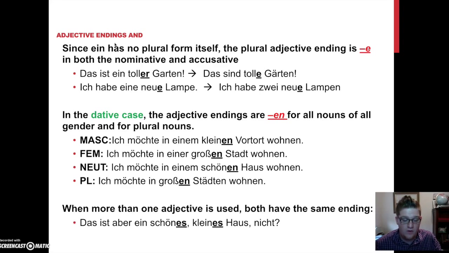When more than one adjective is used, both have to have the same ending. Okay, so if you have 5 adjectives, they all get that same ending to show the gender of the noun they are modifying. Okay, and that should be our notes for grammar.